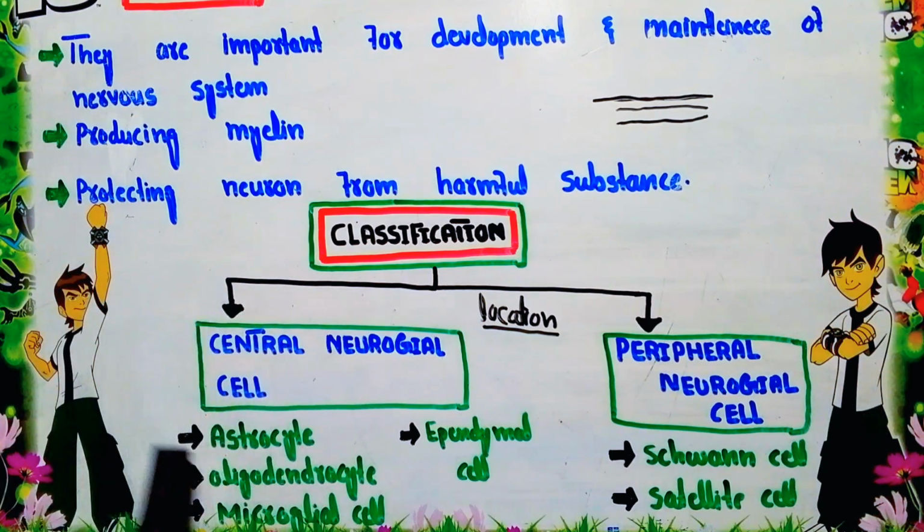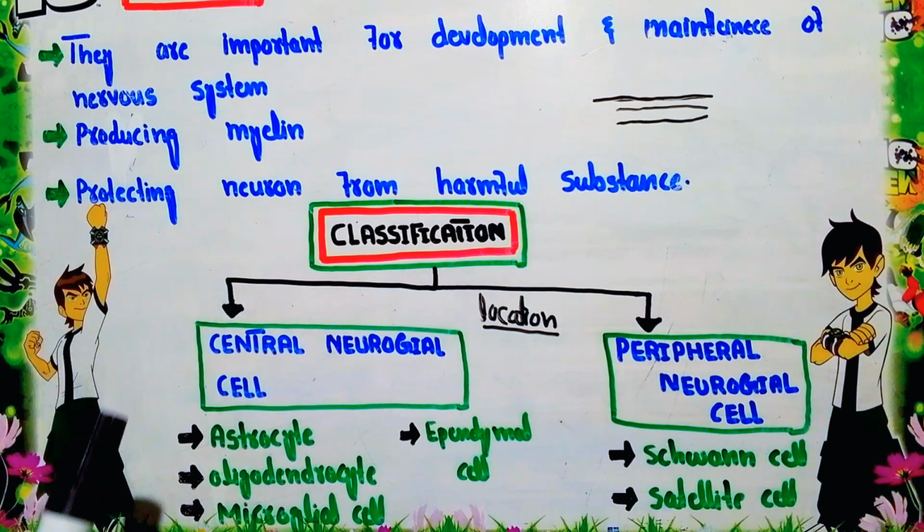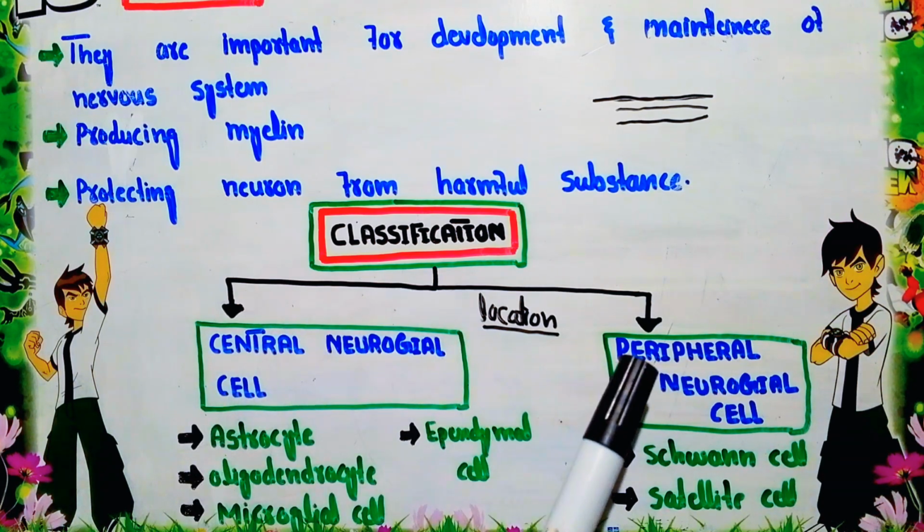Here are the important neuroglial cells found in our central nervous system. The first one is astrocytes, the second is oligodendrocytes, the third is microglial cells, and the fourth is ependymal cells. These are the types of neuroglial cell found in our central nervous system. Now the second category is peripheral neuroglial cells. The neuroglial cells present in our peripheral nervous system are called peripheral neuroglial cells. Schwann cells and satellite cells are the specialized types of neuroglial cell found in our peripheral nervous system. Now we will discuss each type of the neuroglial cell in detail.